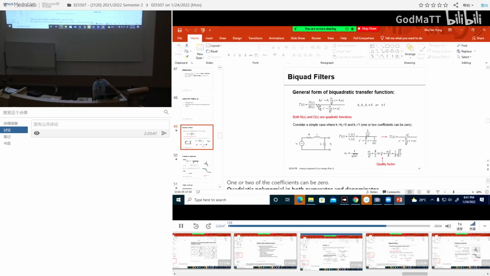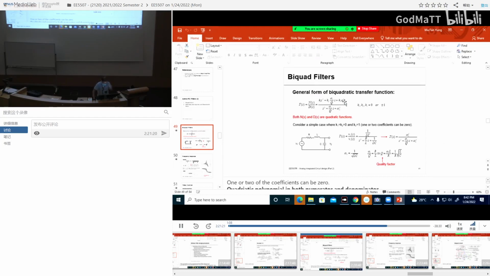So bilinear we mentioned: numerator linear, denominator linear, 1 zero, 1 pole. Biquad means higher order. So what happens if my numerator instead of first order becomes second order? If both sides, top and bottom, are second order, we call this the biquad transfer function. So now s squared on top, s squared below.